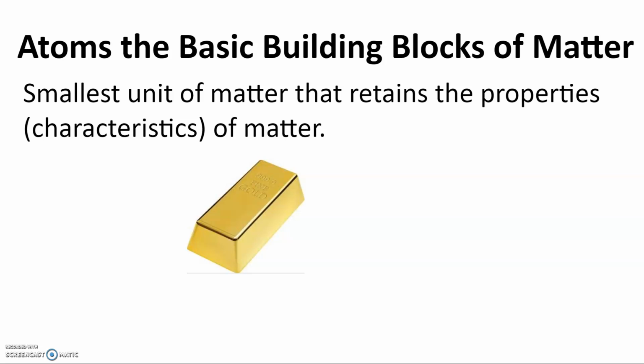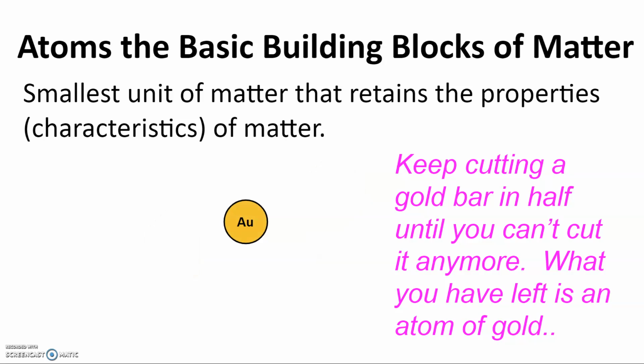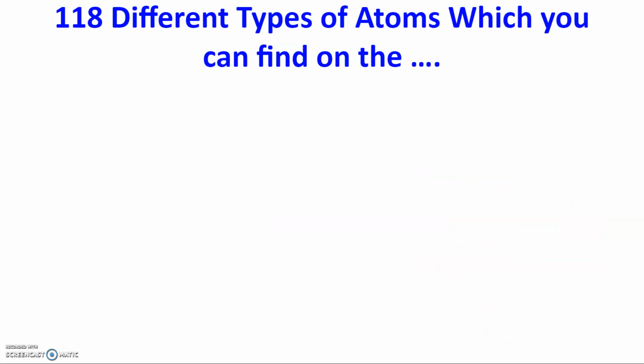That means that they're the smallest unit of matter that still retains the properties or characteristics of the matter which they came from. One way of thinking about that is if you take a gold bar and you split it in half and you keep cutting it in half until you can't cut anymore, what will be left would be a gold atom. And it's still considered gold. Even though it's not a gold bar, it's still considered an example of gold.